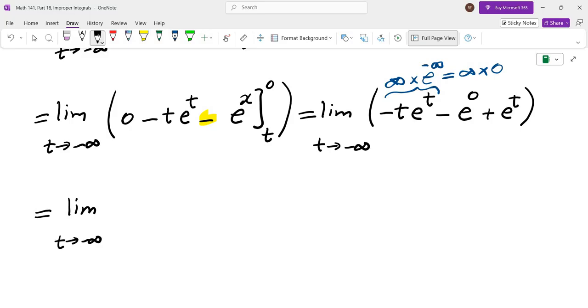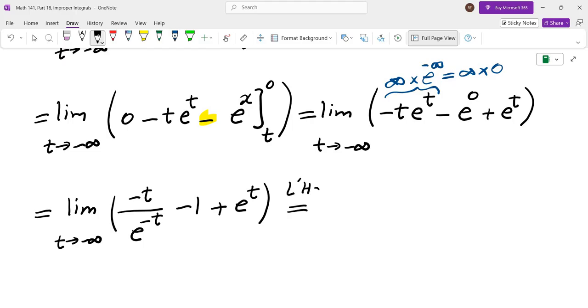So we'll rewrite that as negative t, which is infinity, over e to the power of negative t. e to the power of negative t also approaches infinity because negative t approaches infinity. Minus 1 plus e to the power of t. So we will use L'Hopital's rule for this one, only for the first one though. For the second and third term, we know what they are.